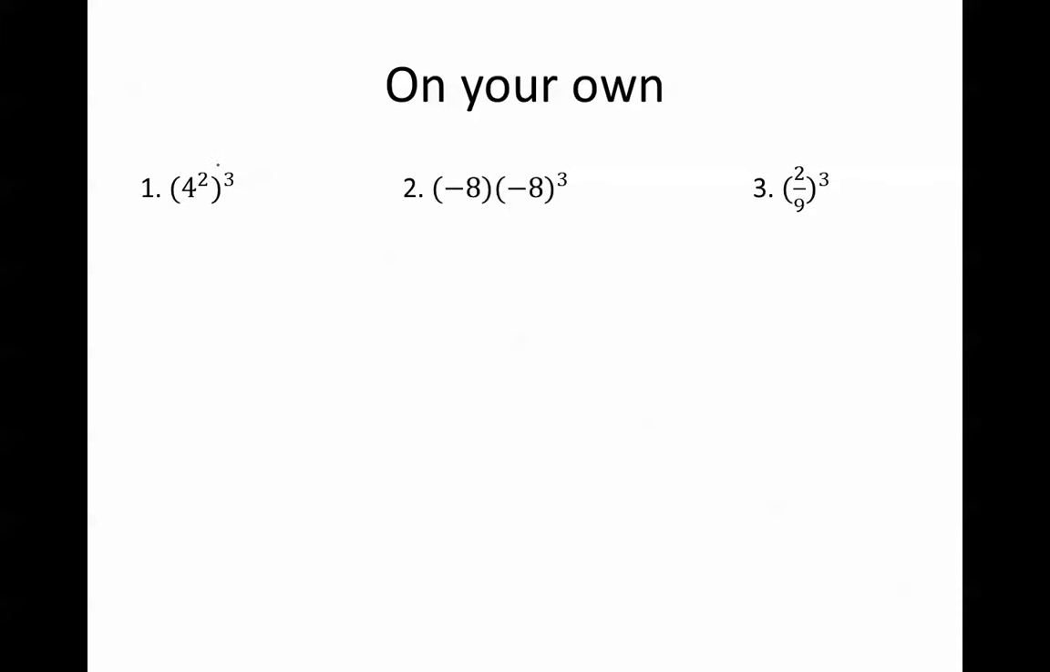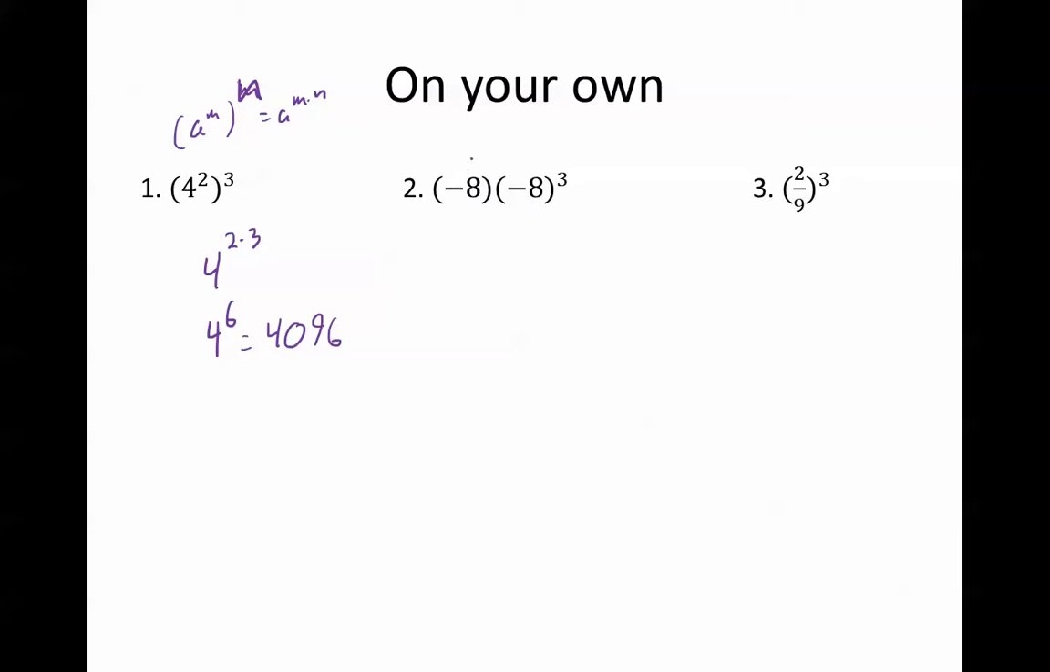So number one is a power to a power property. When I have something in parentheses, power to a power, I multiply the exponents together. So this is 4 to the 2 times 3, or 4 to the 6th power. And 4 to the 6th power, if you want to finish that off, is 4,096.